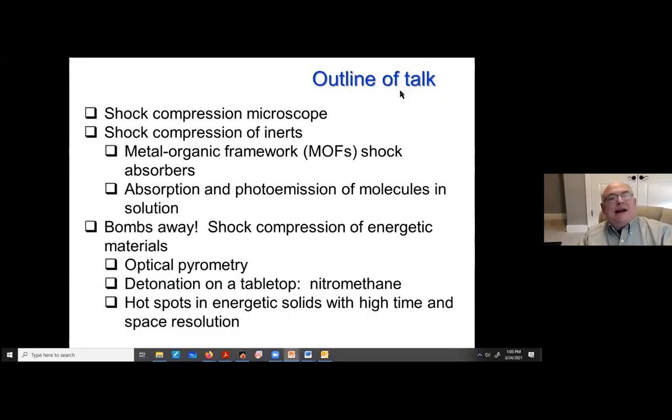Okay, so I have a little outline. I'm going to talk about technique first, so I'll talk about the shock compression microscope. And then we'll talk about shock compression of things that don't blow up, like these metal organic frameworks and molecules in solution. And then I'll talk about the bombs. And we'll talk about temperature measurement and detonation and hotspots.